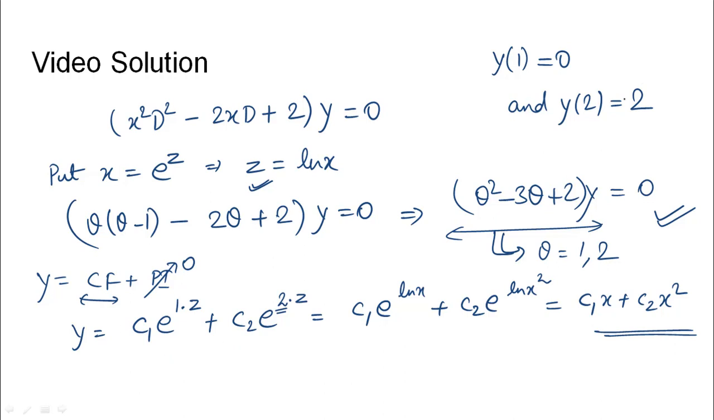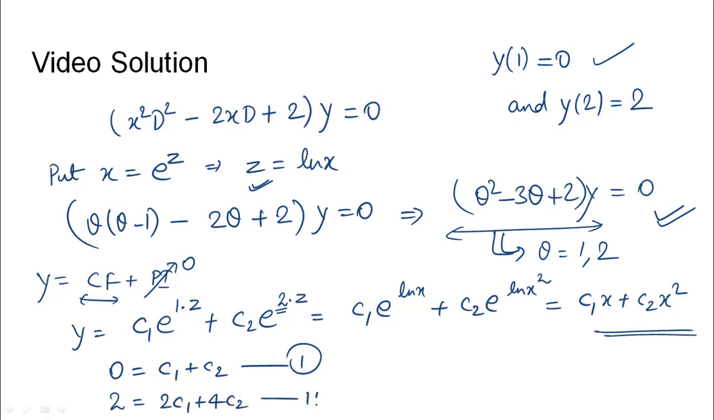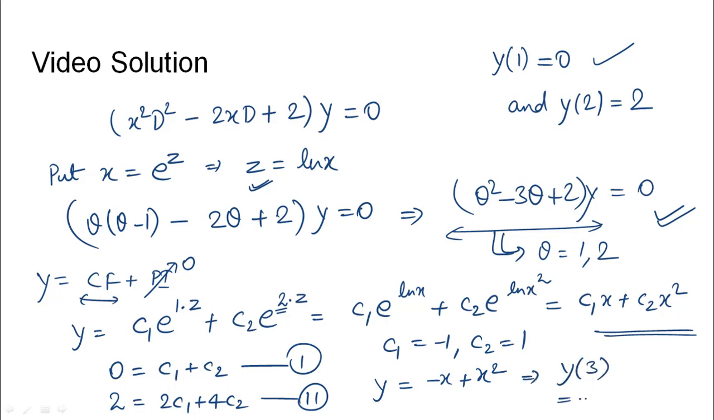So substituting the first initial condition, that is y1 equals 0, we would get 0 equals c1 plus c2. This would be our first equation. The second equation would be, when we substitute y2 equals 2, 2 equals 2c1 plus 4c2. Solving 1 and 2, we will get c1 as minus 1 and c2 as 1. So y can be written as minus x plus x square. We need to find the value of y3. So substituting this value, we would get minus 3 plus 3 square, that would be 6.